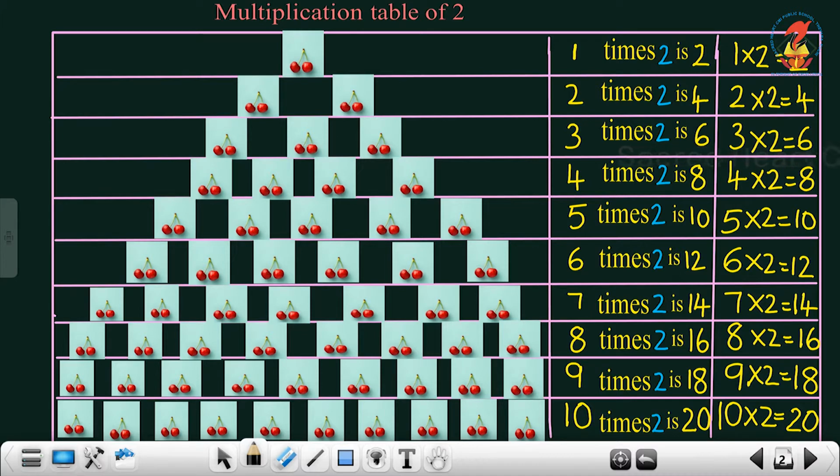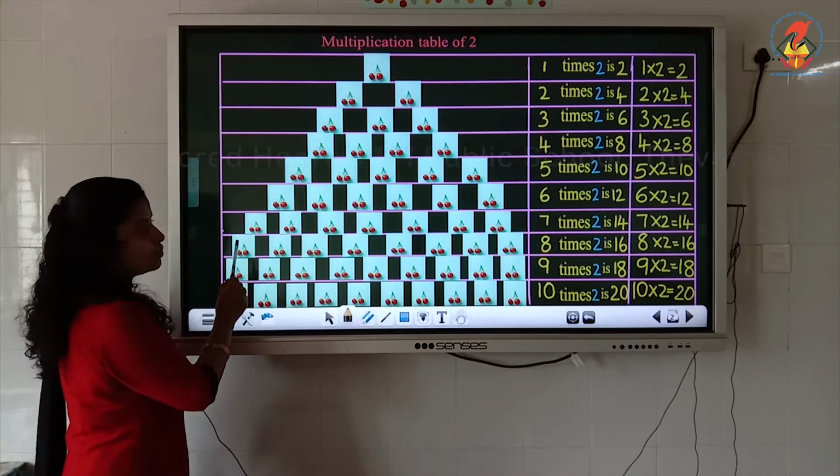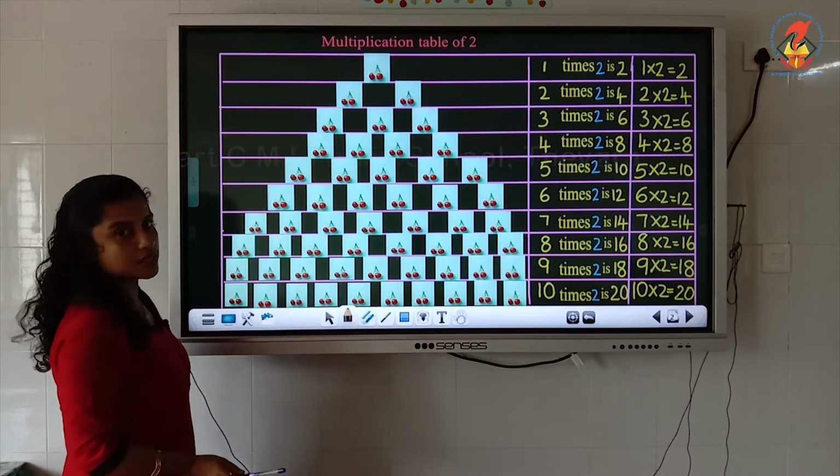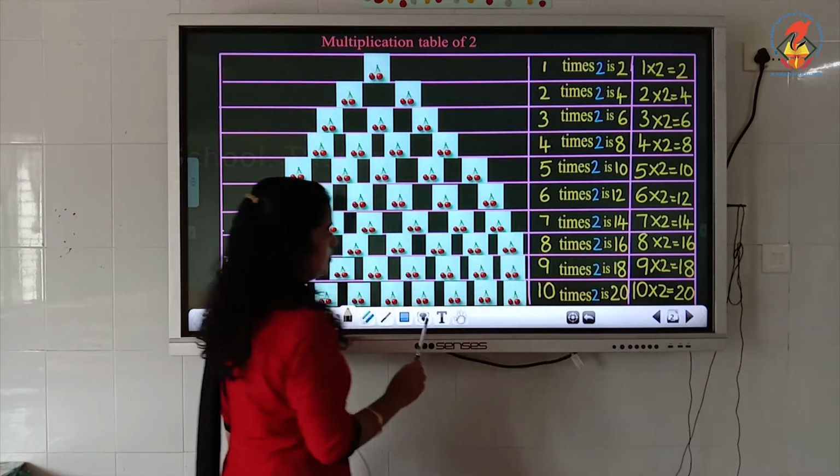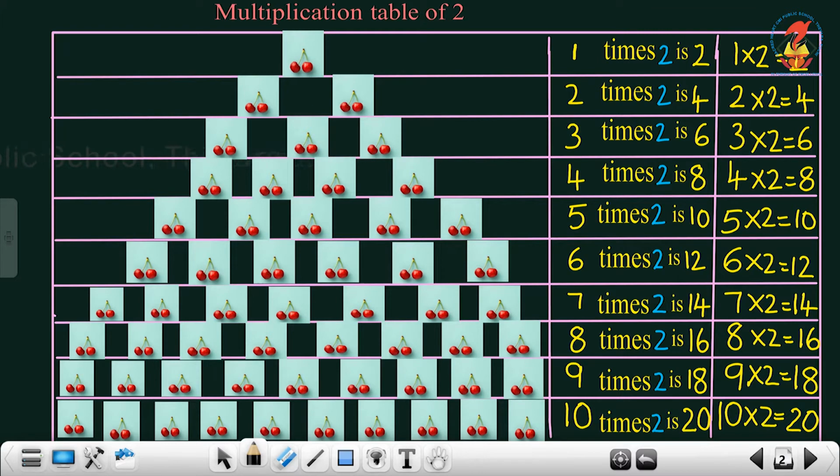Next you can see 7 groups of 2 cherries each. So we will write 7 times 2 is 14. Next you can see 8 groups of 2 cherries each. So we will write 8 times 2 is 16. Next you can see 9 groups of 2 cherries each. So we will write 9 times 2 is 18. And the last, you can see 10 groups of 2 cherries each. So we will write 10 times 2 is 20.